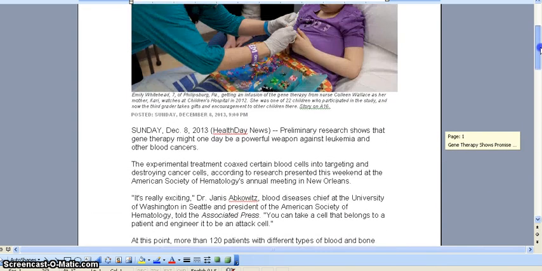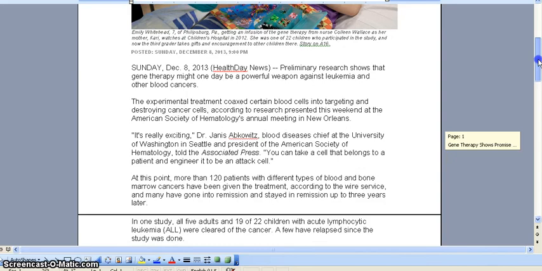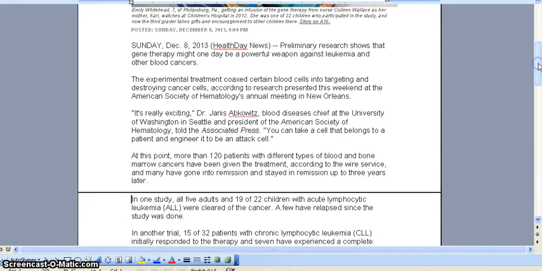And it's been remarkably effective. I believe up here, 120 patients were given treatment. In one study, 5 adults and 19 of 22 children with acute lymphoblastic leukemia were cleared of the cancer, were in remission.